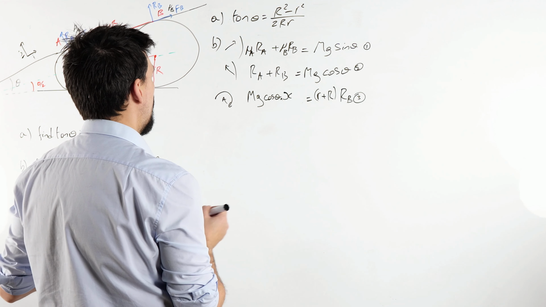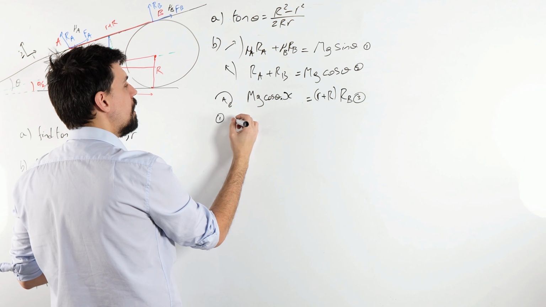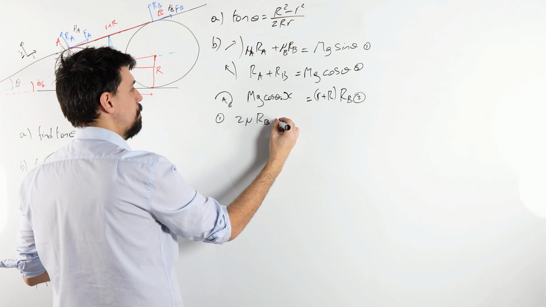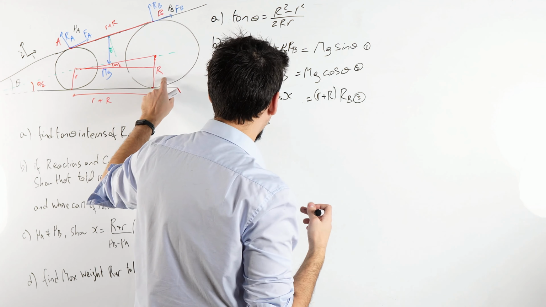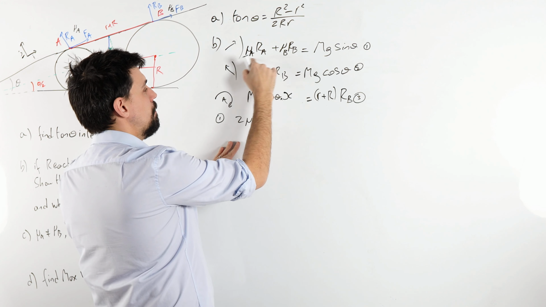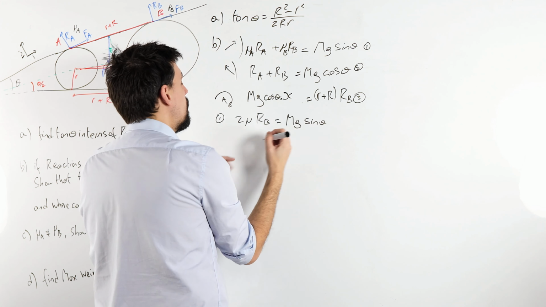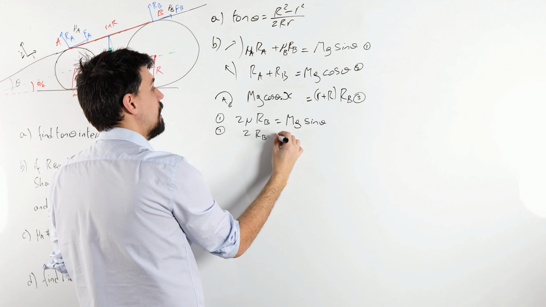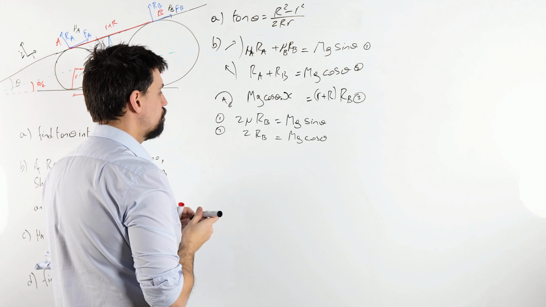So what ends up happening? Well, equation 1 in this case ends up becoming 2 mu, and let's just call it reaction at B. I'm not going to use capital R because I've used capital R for the radius there. So 2 mu R_B, that's fine, because these become the same thing, is mg sin theta. The second equation becomes 2 R_B is equal to mg cos theta.